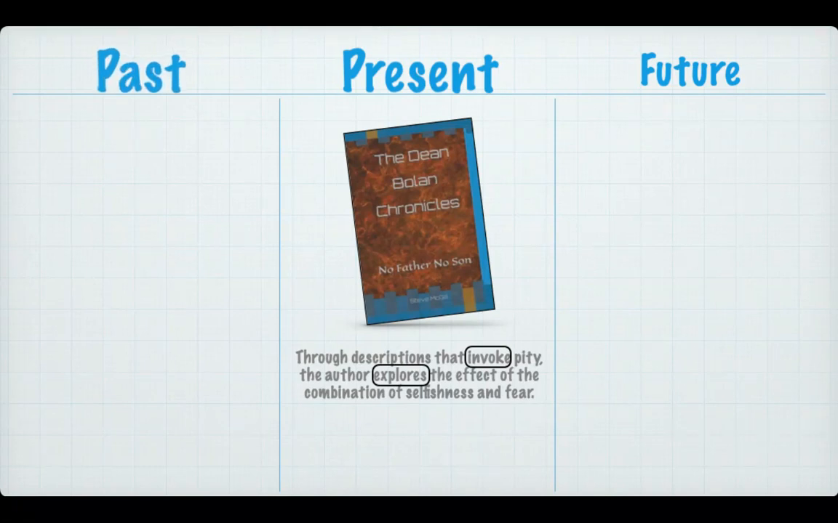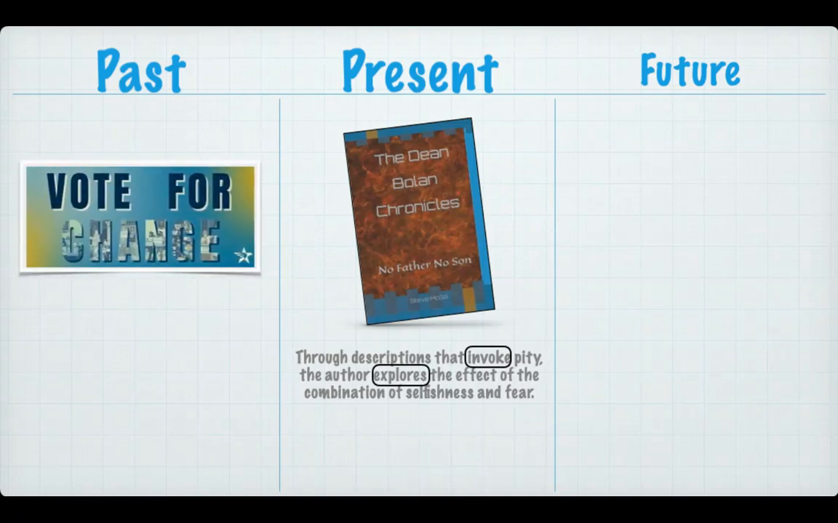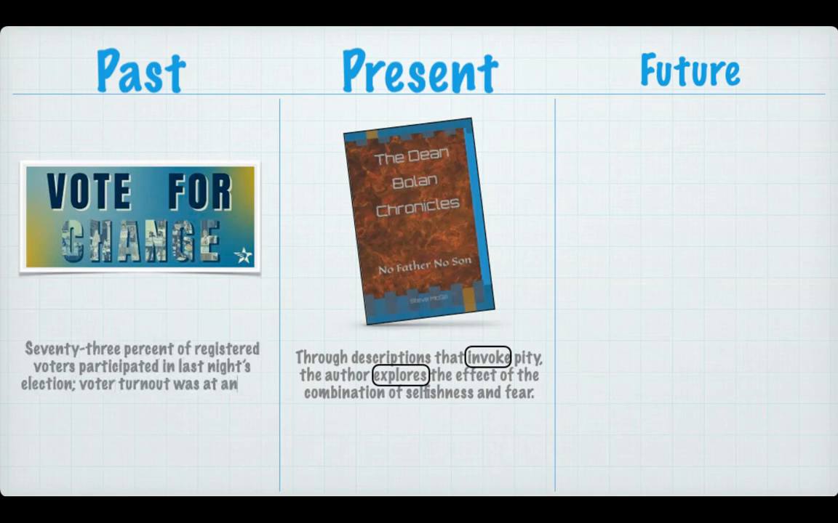The past tense is used to report on an event or reflect on a past experience. Now, most fictional books are written in the past. Here's an example of the past tense from an article about voter turnout in a local election. 73% of registered voters participated in last night's election. Voter turnout was at an all time high. The voters are currently not voting. This event took place in the past.